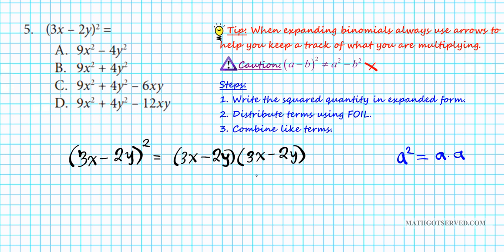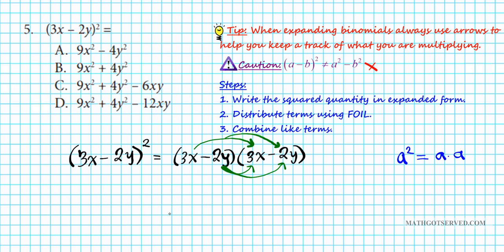Now what we're going to do is distribute these terms. So we're going to follow this out. We're going to do first, outer, inner, and last. Now before I finish this problem off, let's take a step back. If I made this mistake here that I cautioned against, where I distributed the square to these two terms, I will fall into trap letter A. That's a trap right there. I'll get 9x squared minus 4y squared, which is wrong. Okay, so don't do that.